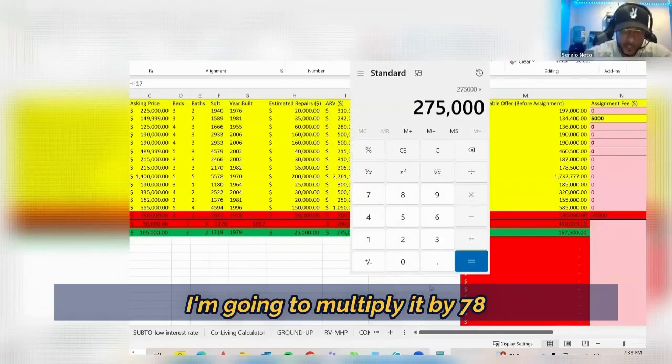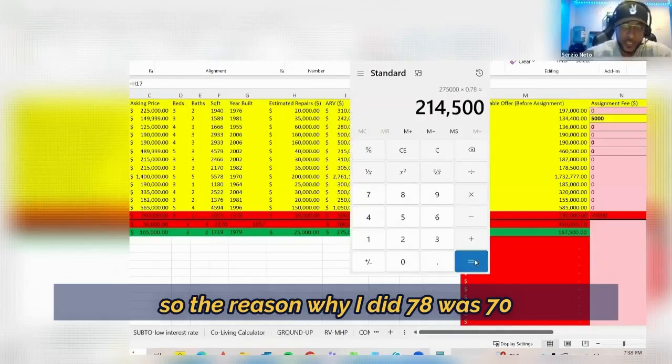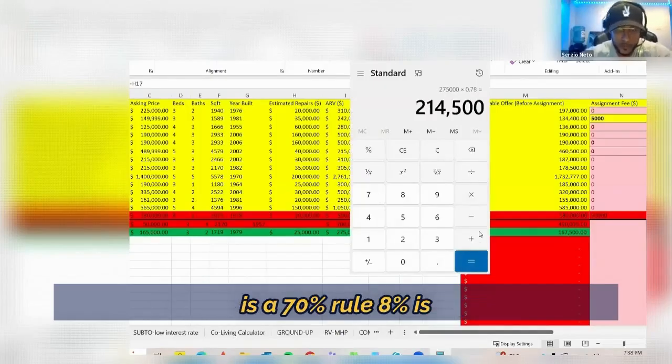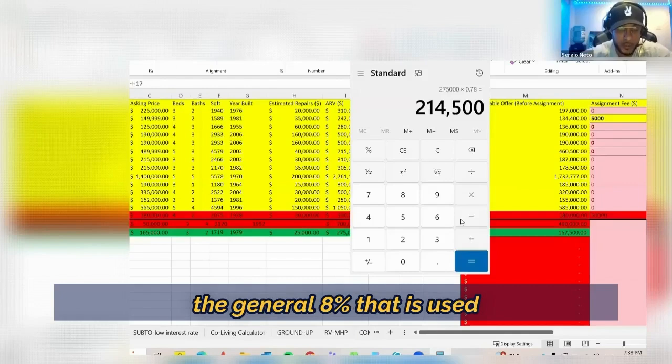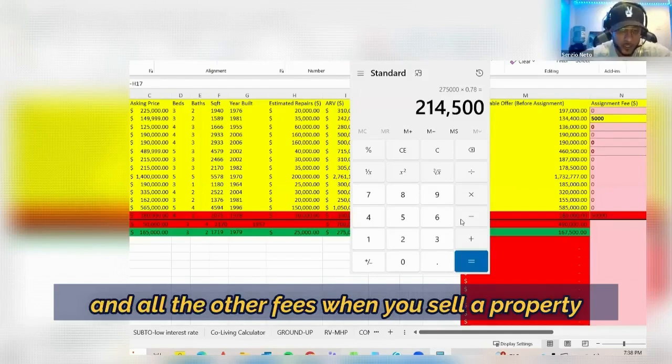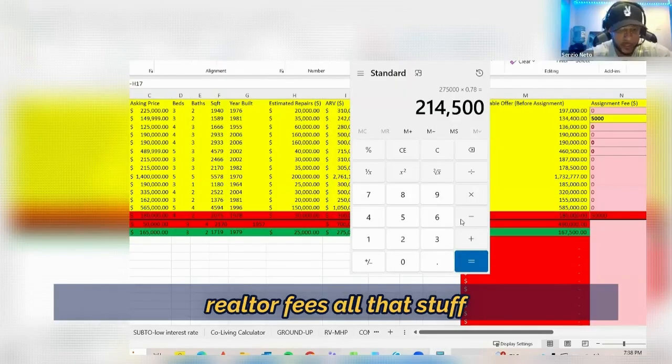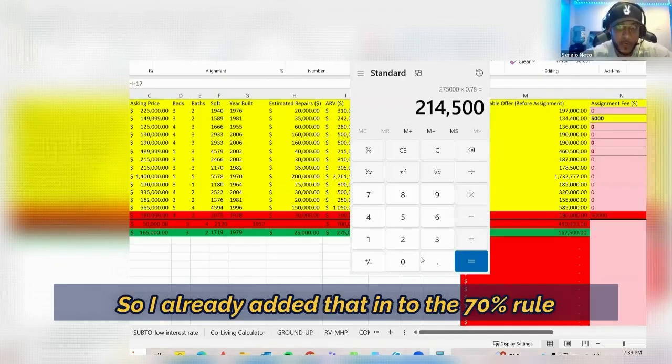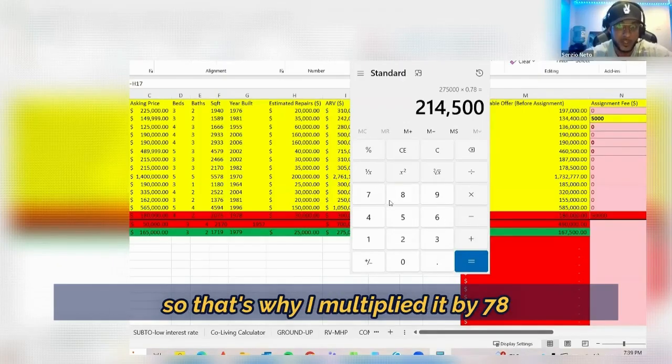by 78. The reason why I did 78: 70 is the 70% rule, and 8% is used for closing costs, holding costs, and all the other fees when you sell the property, realtor fees, all that stuff. That works out to be 8%. So I already added that in to the 70% rule. That's why I multiplied it by 78.